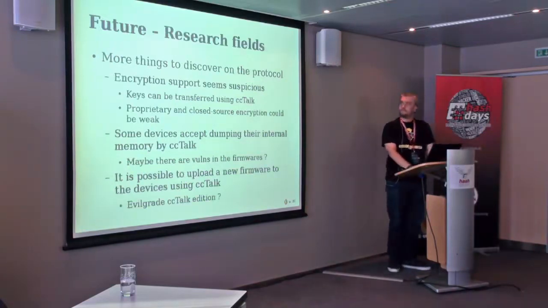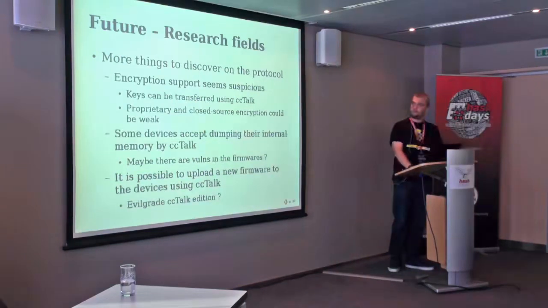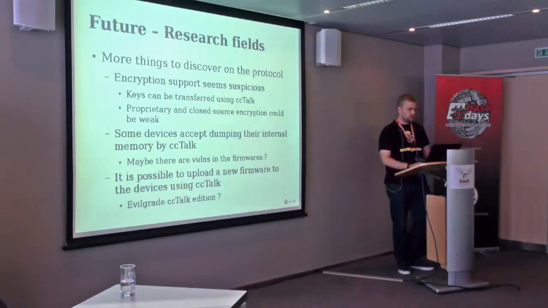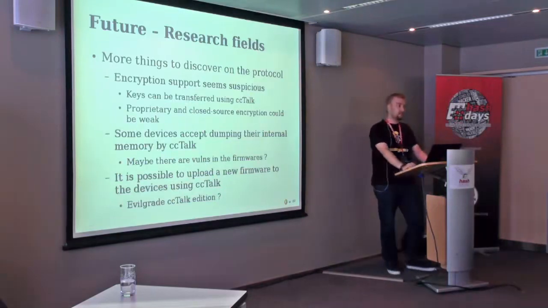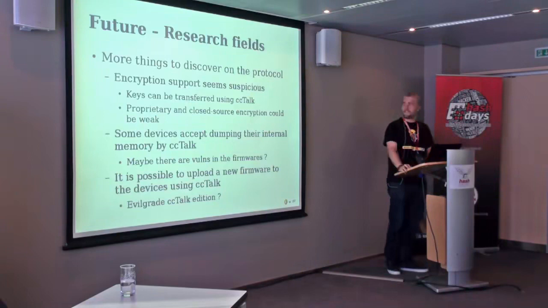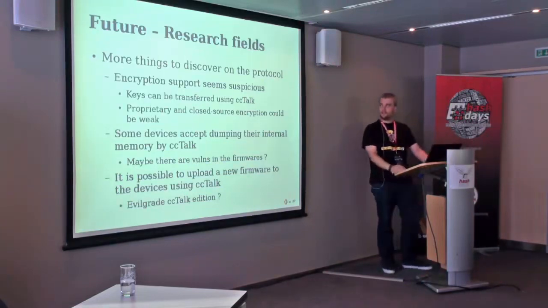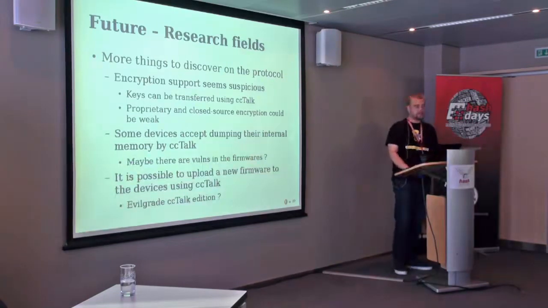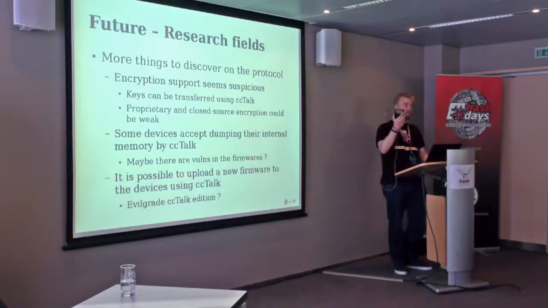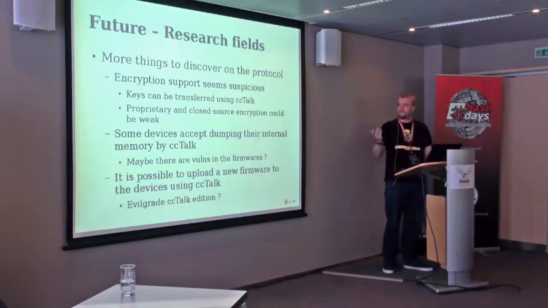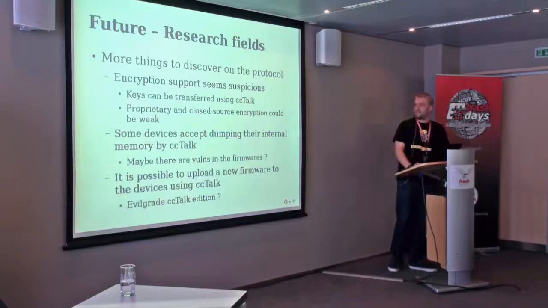So we have more things to discover for this protocol. For example, the encryption support. There are maybe more things to do. For example, the keys can be transferred using ccTalk. So the DES key or the proprietary key is normally transferred using ccTalk at the initialization of the device. And since it's a proprietary and closed source encryption, it could be weak. It should be weak because, in such a small device, you won't have any crypto device or something like this. So normally the proprietary encryption could be easily breakable.